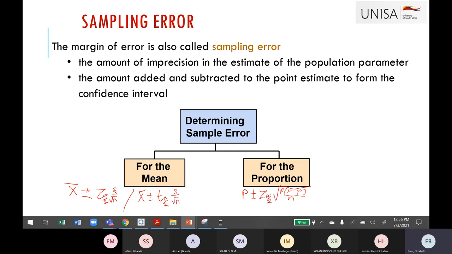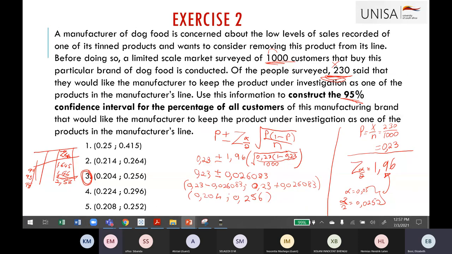So in terms of what I just said, is it the amount added or subtracted? Therefore, this is what we call the margin of error, the sampling error, because we add it to the point estimate or subtract it from the point estimate in order to find the precision of the estimate. That's all I needed to share with you. How do we calculate it? You've been calculating it. This is your margin of error.